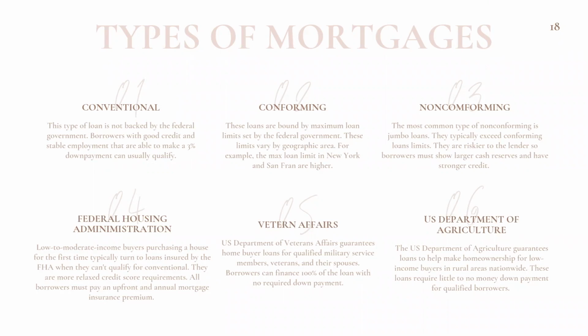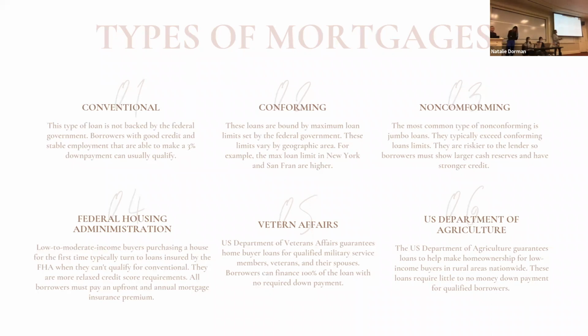Then we have the Federal Housing Administration. This mortgage is usually for low to moderate income buyers purchasing homes for the first time. If they can't qualify for a conventional loan, this is what they'll turn to. Then we have Veteran Affairs. The U.S. Department of Veteran Affairs guarantees home buyer loans for qualified military service members, veterans, and their spouses. Borrowers can finance 100% of the loan with no required down payment.